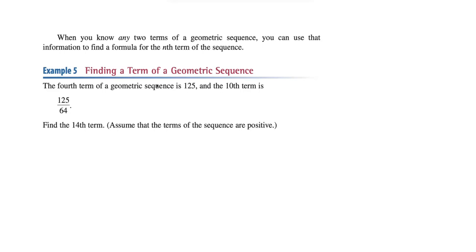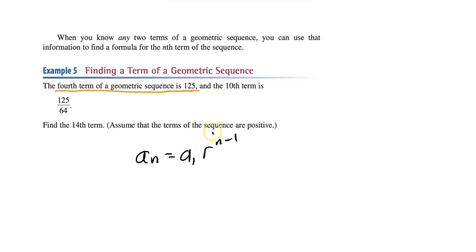Now, when you know any two terms of a geometric sequence, you can use them to find the general formula. We did the same thing with arithmetic, but now we're going to do it with geometric. So let's try this one. The fourth term of a geometric sequence is 125. Remember, our basic formula is a_n equals a_1 times r to the n minus 1.